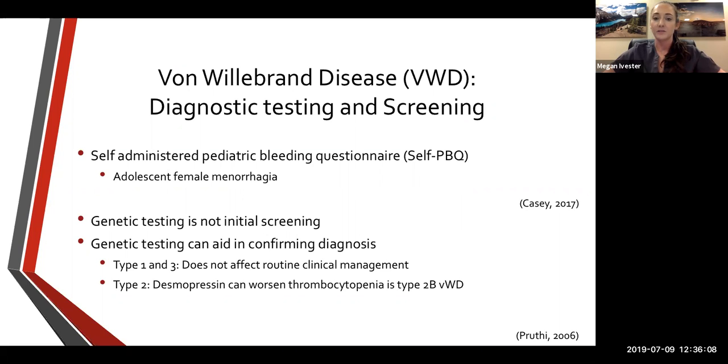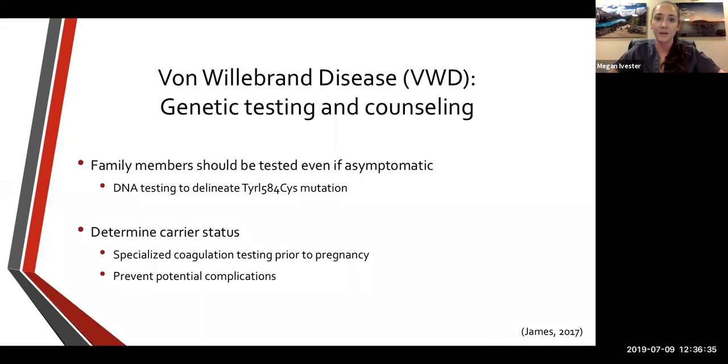However, it is important to do because with type 2 it's pretty beneficial, because desmopressin is, we'll talk about that in a little bit, one of the go-to treatments. And actually in type 2B von Willebrand, desmopressin can worsen the thrombocytopenia that's present with that type. So it is important to do follow-up testing as far as genetics with the presence of von Willebrand in general.